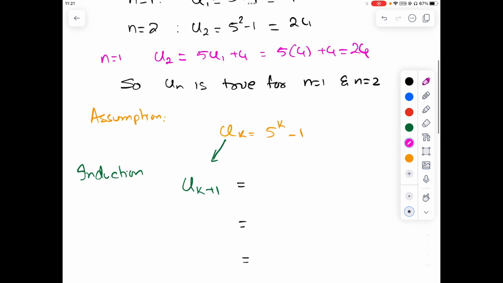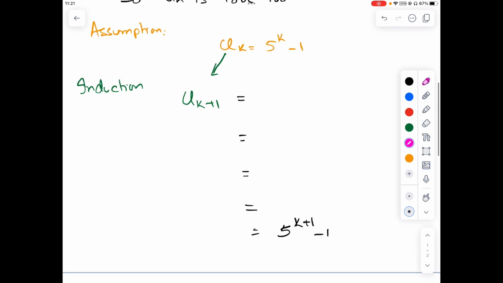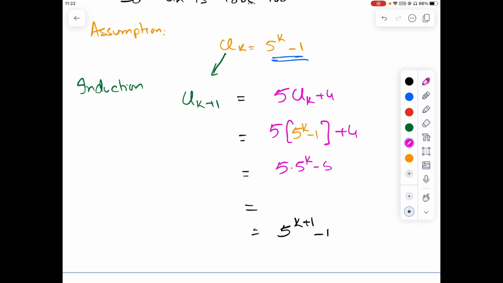Now for u_(k+1), go back to the recursive formula and plug in. u_(k+1) from the recursive formula will become 5u_k plus 4. 5u_k is from the assumption. What is that? 5 times (5 power k minus 1) plus 4. So it becomes 5 times 5 power k minus 5 plus 4. I think so. That's going to be the answer.